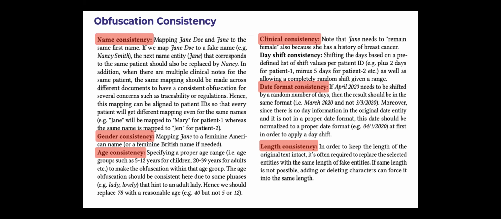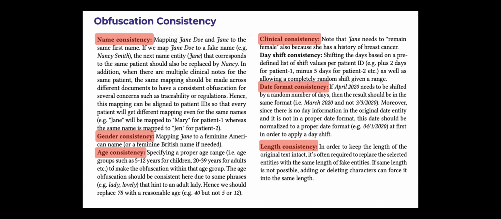So gender consistency is, for example, Jane is a feminine American name. So if you want to replace this, it should be similar, right? You cannot just replace it with Mike, or with any other name which is like a German name or Spanish name, right? So gender consistency makes sure that you replace the female names with female names and the male names with male names. By the way, on the gender consistency, how we do this is that we have a gender classifier as well, which you can integrate into your pipeline.